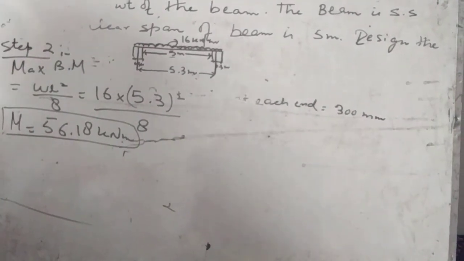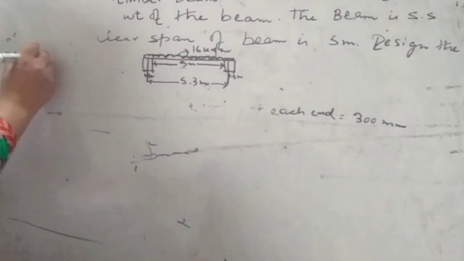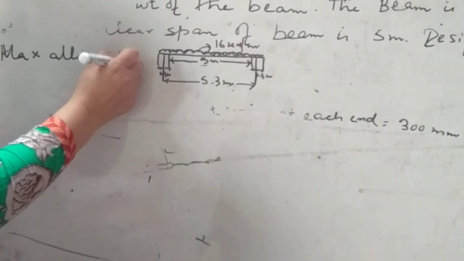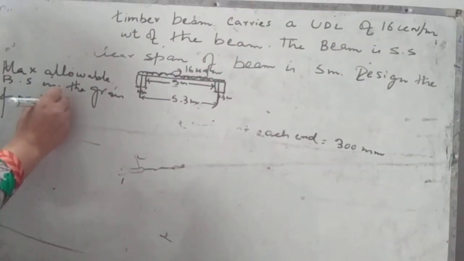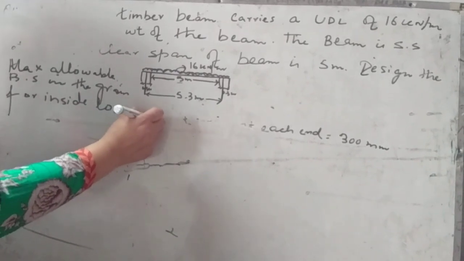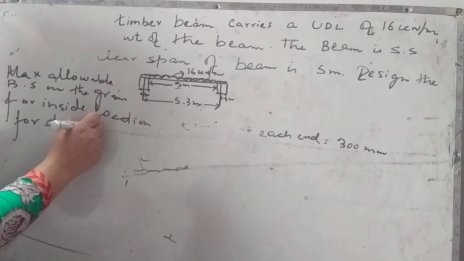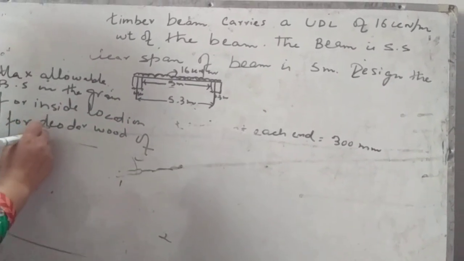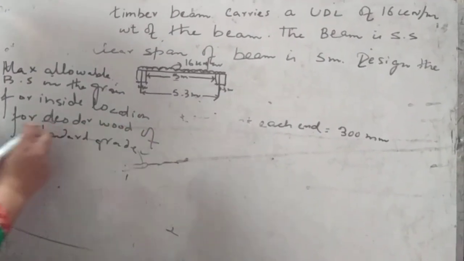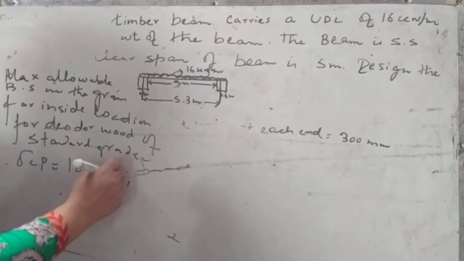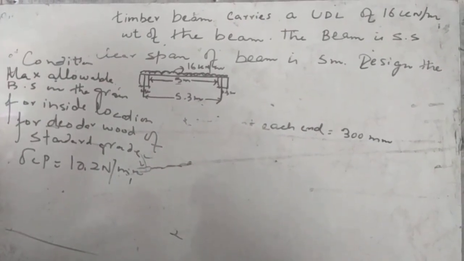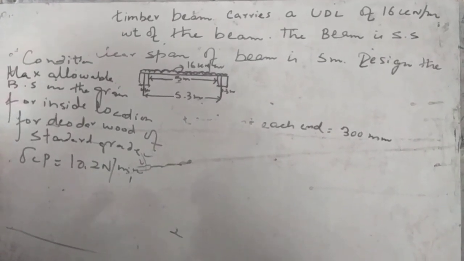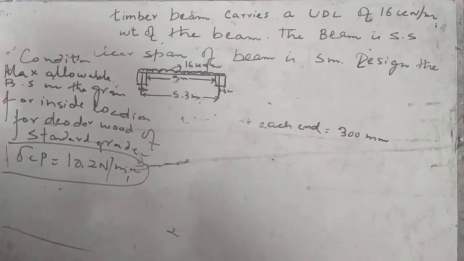Now this is the maximum allowable bending stress in the grain for inside location, for deodar wood of standard grade. This is designated as sigma Cp. The value is 10.2 Newton per mm square. This condition you can assume, and this value you will get from the code for design of timber structures, that is IS 883. The value you will get from this timber code.